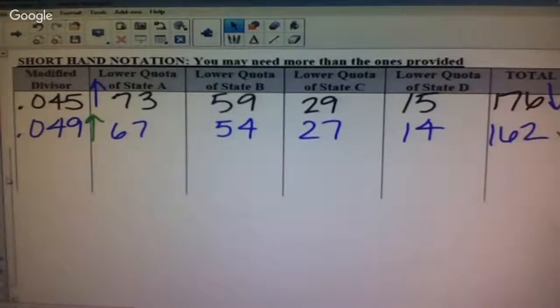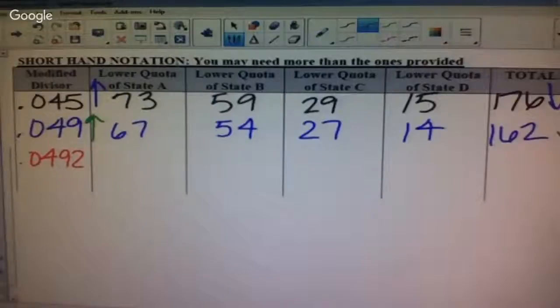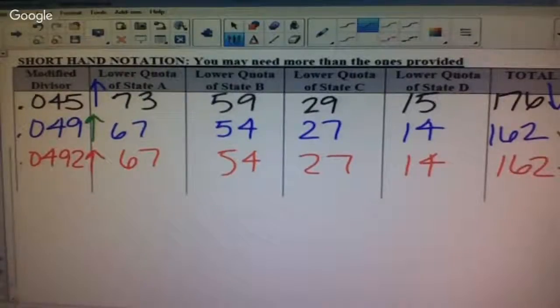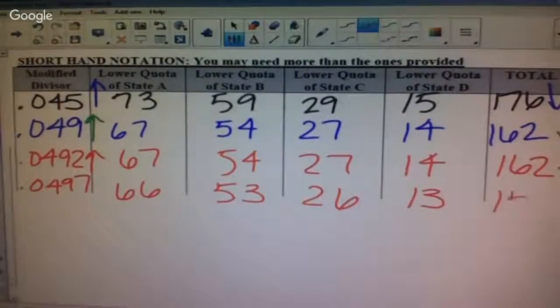Okay. So you said 0.0492. It's the same thing as before that. Oh, well, that's not going to do any good. So I need to go higher than that, because this comes out to be exactly the same. So we didn't go high enough. So instead of 0.0492, what do you want to try? 0.0497. I didn't do that one either. 66, 53, 26, and 13. We're back to 158. So this needs to go up, so I need to go smaller.